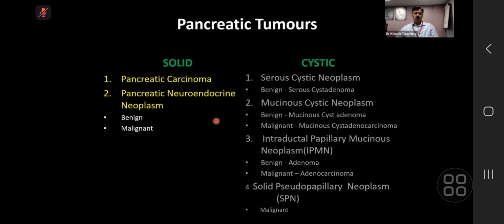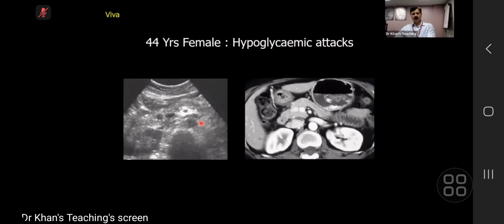Yes. So now we have got solid tumors and we have got cystic tumors here. So first of all, among the solid tumors, there are two types. One is pancreatic carcinoma and second is pancreatic neuroendocrine tumors. The concept is that the pancreatic neuroendocrine tumors can be benign as well as malignant. Extremely important for the exams, and I'm going to show you what can be asked in the exam.